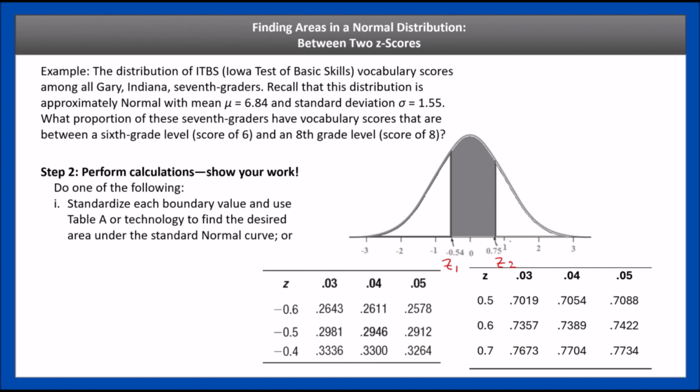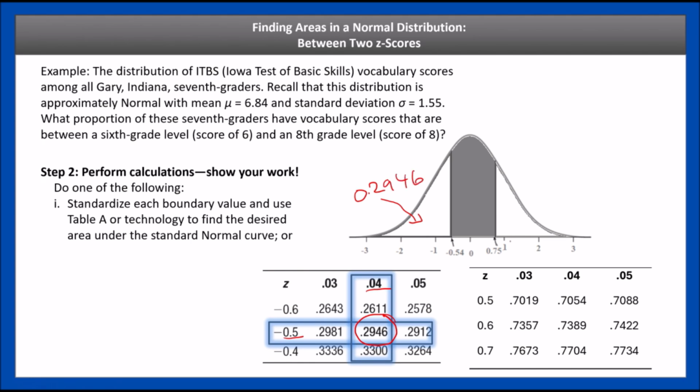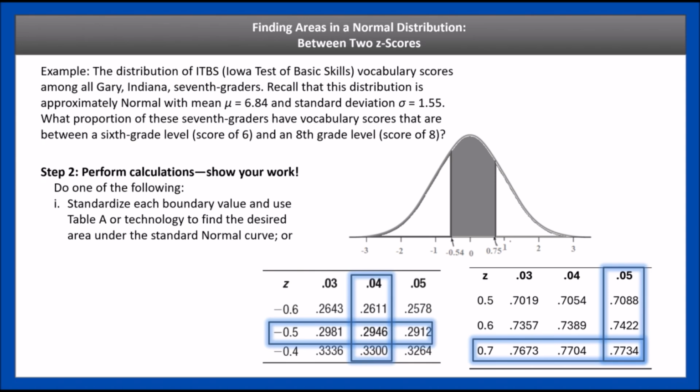Okay, so now we're going to use Table A in order to locate the area of the 2 z-scores, right? So let's look at z1. For the first one, negative 0.54, we're looking for these two. So this is going to be my area, the one that we got earlier. But remember that represents this area right here, the area to the left. Now if we go to the other one, so this is the 0.2946, and that represents from here to here. Now if we look at the other part here, the 0.7734, that represents the area from here to here.